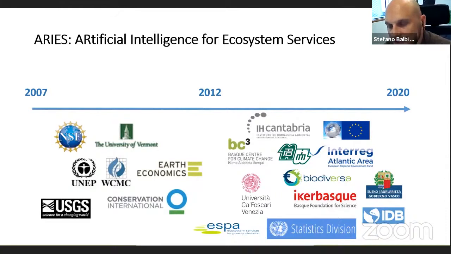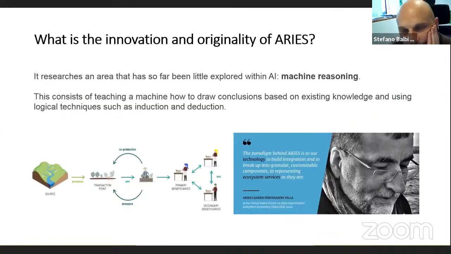Also, in the last years, we had a lot of support from the Basque government and the IKERBASQUE Basque Science Foundation. And this is where we are now. So artificial intelligence for ecosystem services. This project is about ecosystem services originally.